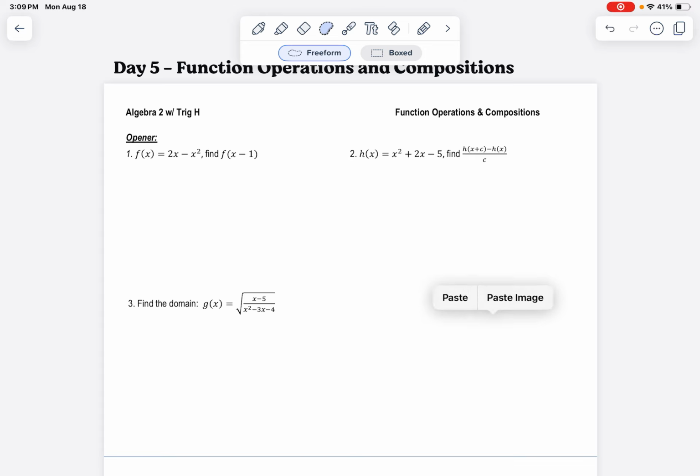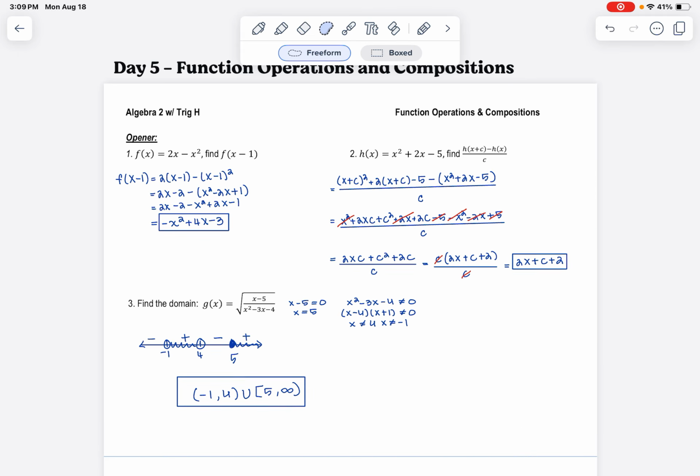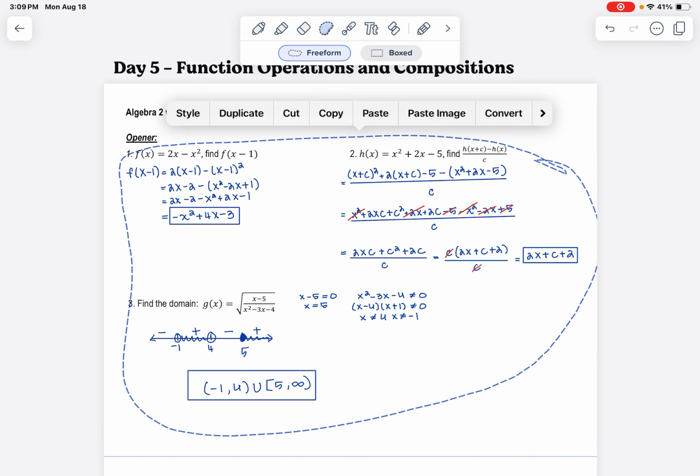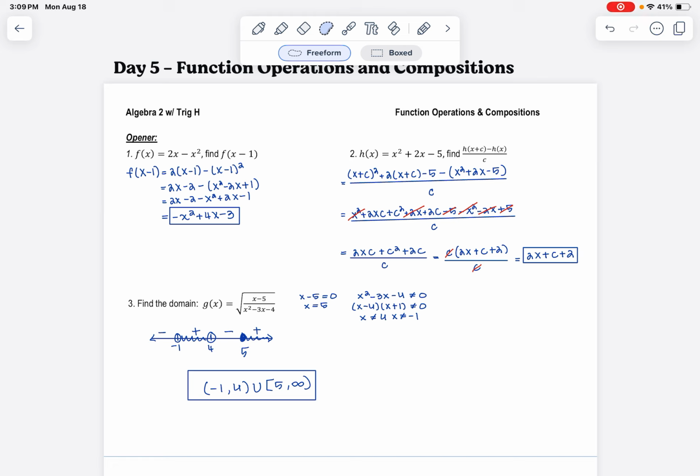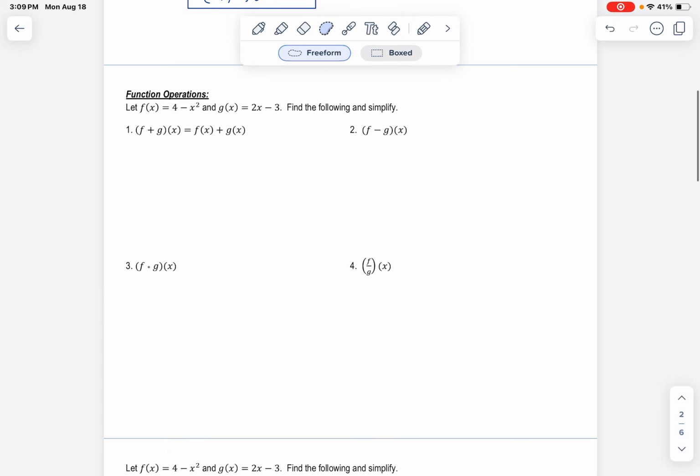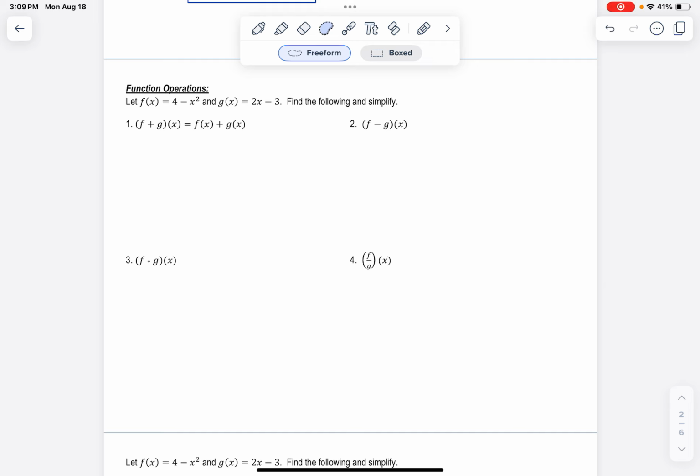All right, here are the answers to the 3 opener problems. If you need to pause it here and look over the work, feel free to and see if you have questions. All right, so this set of notes is on function operations and compositions.